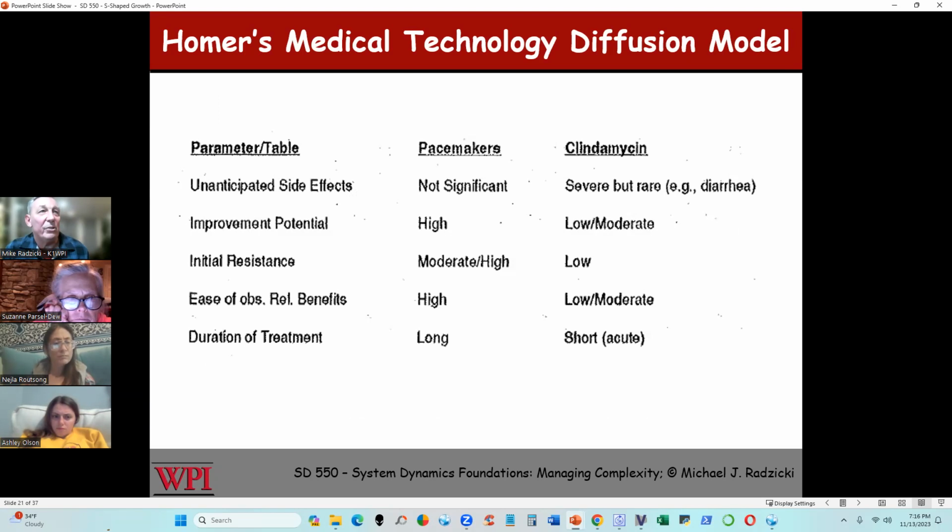So then this is what was really interesting. Jack said, now I want to switch gears to something very different, clindamycin, an antibiotic. And he found he had only make 5 changes in his model, either to a table function or a parameter. So unanticipated side effects, not significant with pacing, severe but rare with the antibiotic. It was both the ointment and the oral medicine. So some people get the runs from taking it. Antibiotics can upset your stomach. Improvement potential. You're dead without it. With it, you live. High.